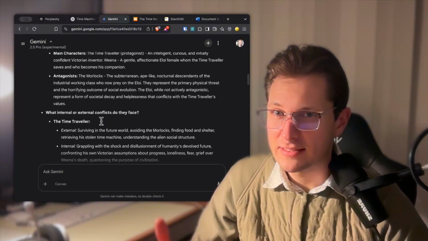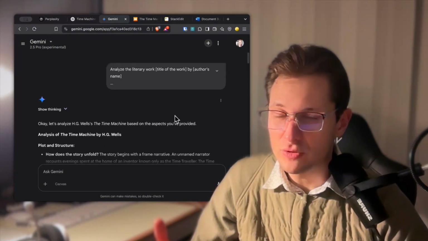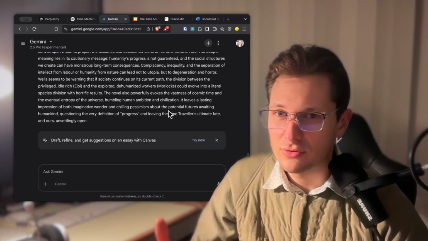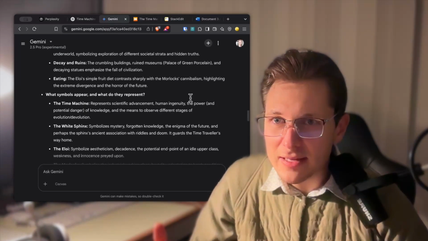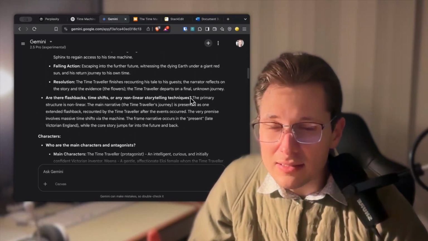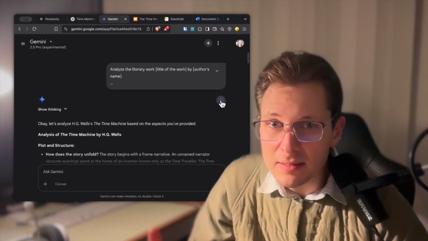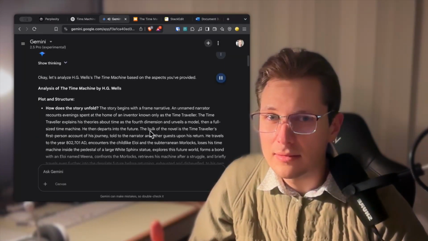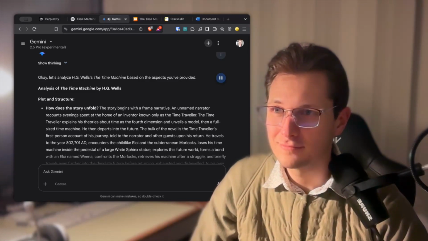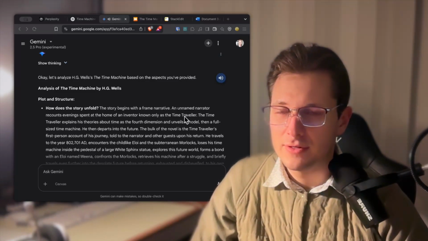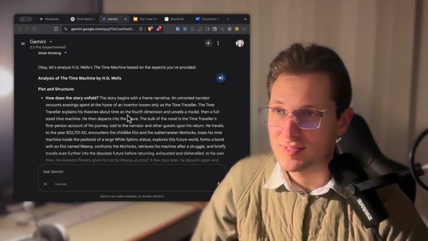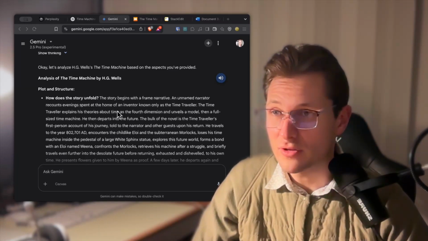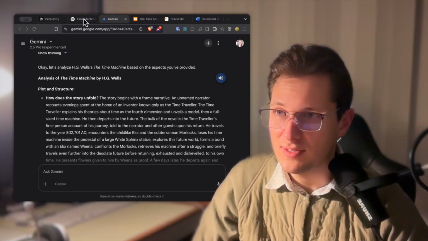One last bonus: when you run it on the phone and you would like to listen to it, there's actually a play button. Where is it? I'm trying to find it. There's a play button somewhere. Read aloud. Okay, let's analyze H. G. Wells's The Time Machine based on the aspects you've provided. So you can listen to this response essay either on the computer or on your phone, as convenient.